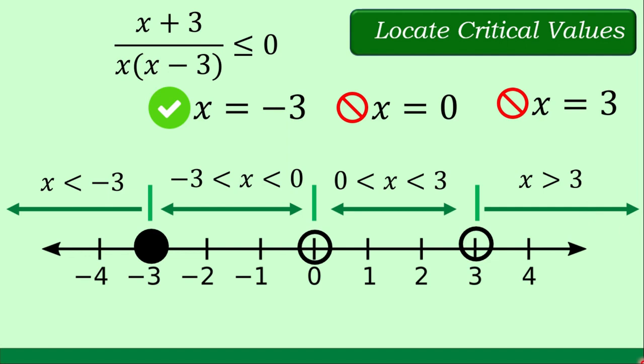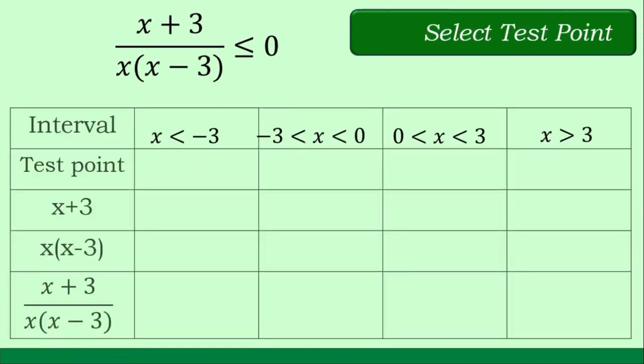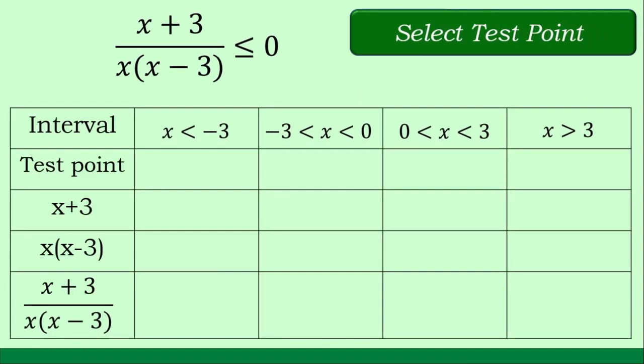So let's get all of these intervals and use that in our table. Like this. So here we have our test point. We have our numerator, which is x plus 3. Our denominator, which is x times the quantity of x minus 3. We also have here our rational expression, x plus 3 over x times the quantity of x minus 3.